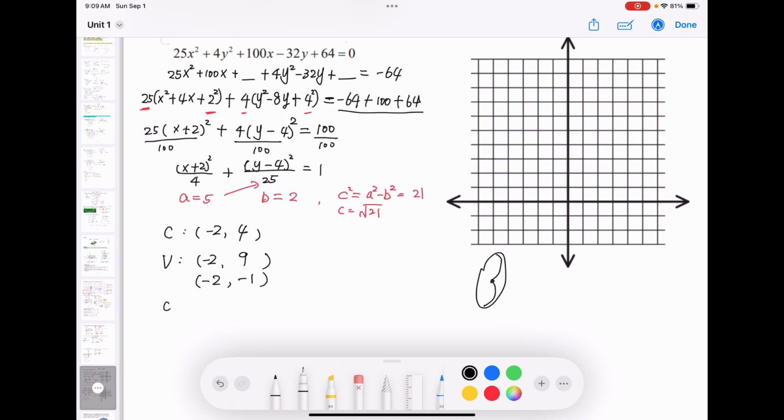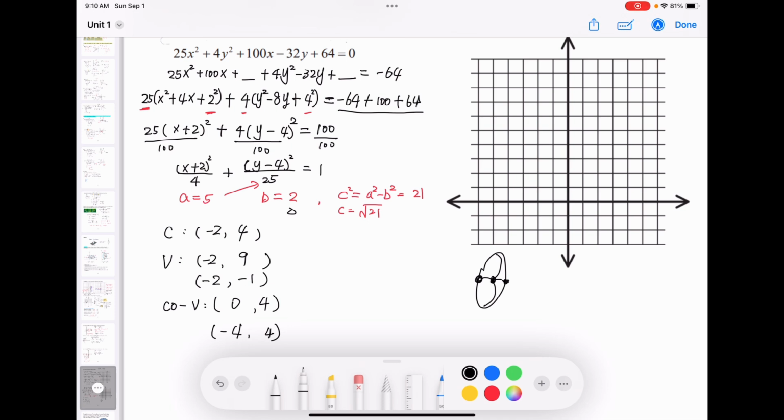And then the co-vertices. Based on the center, we move to the left and the right b units. b is 2. So we keep our y value, because my co-vertices and the center have the same y value. So it's 4. Based on the -2, we can plus b and minus b: -2 plus 2 is 0, -2 minus 2 is -4. So we found our co-vertices.